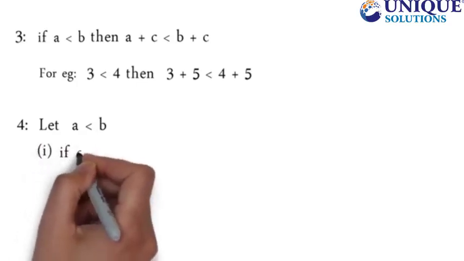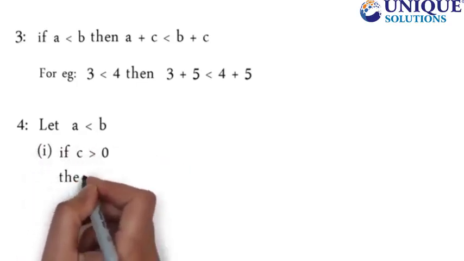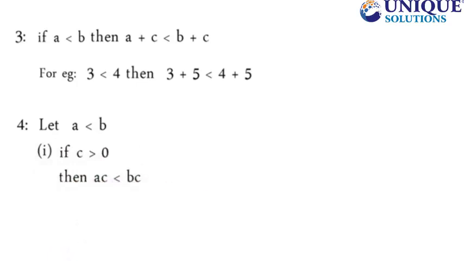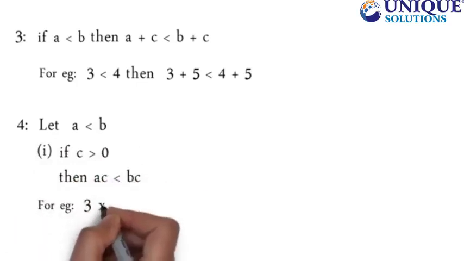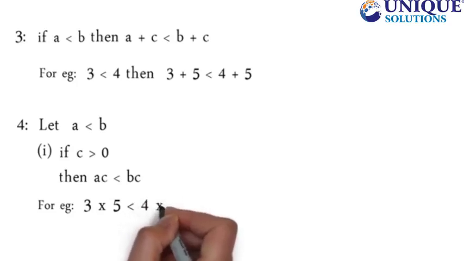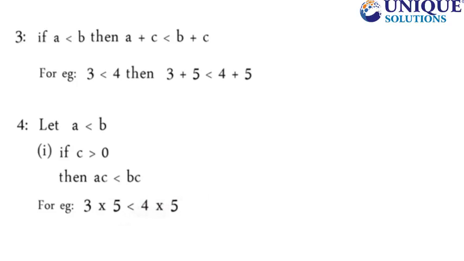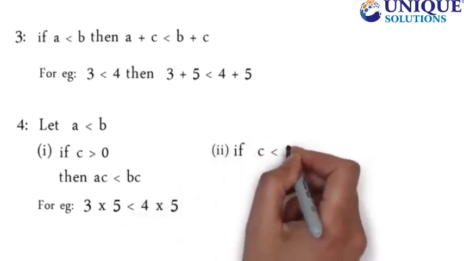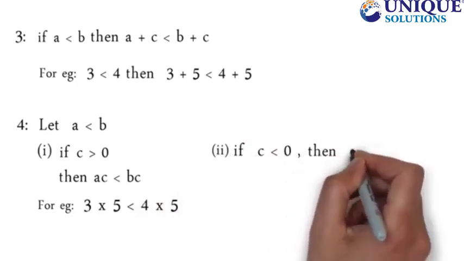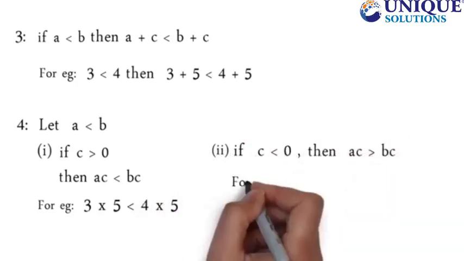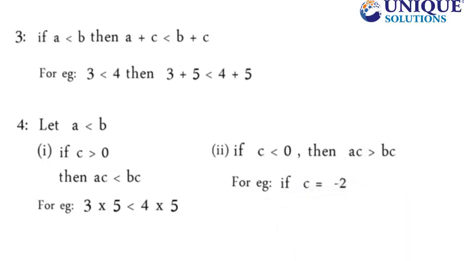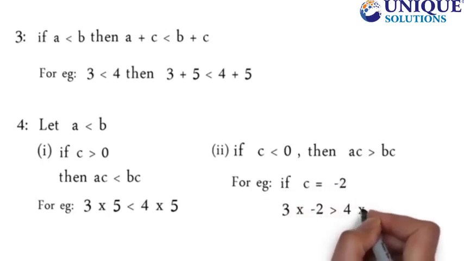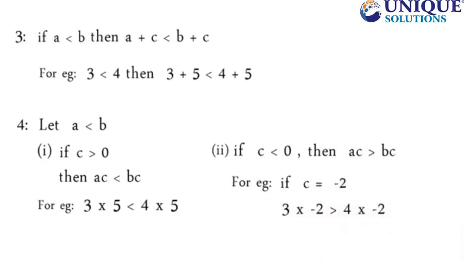First, if C is greater than 0, then AC is less than BC. For example, 3 by 5 is less than 4 by 5. And second, if C is less than 0, then AC is greater than BC. If C is equal to minus 2, then 3 into minus 2 is greater than 4 into minus 2.